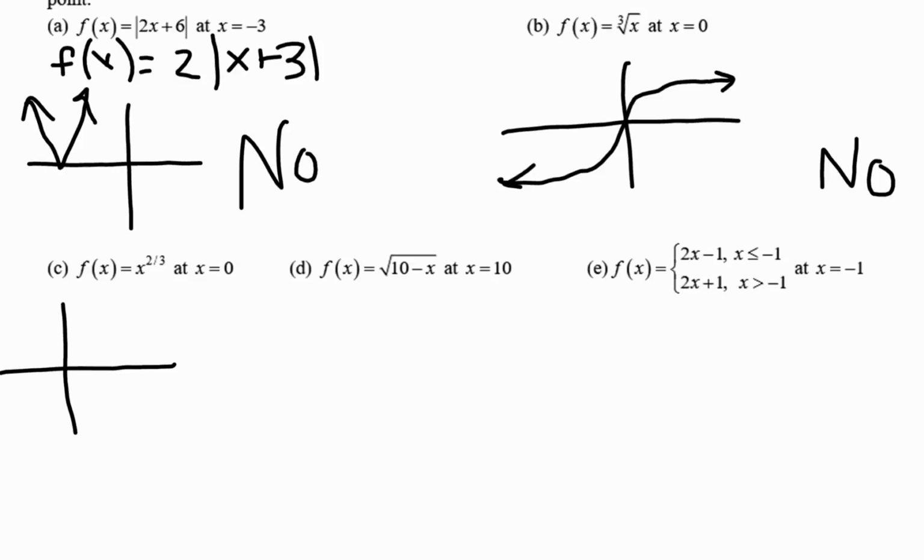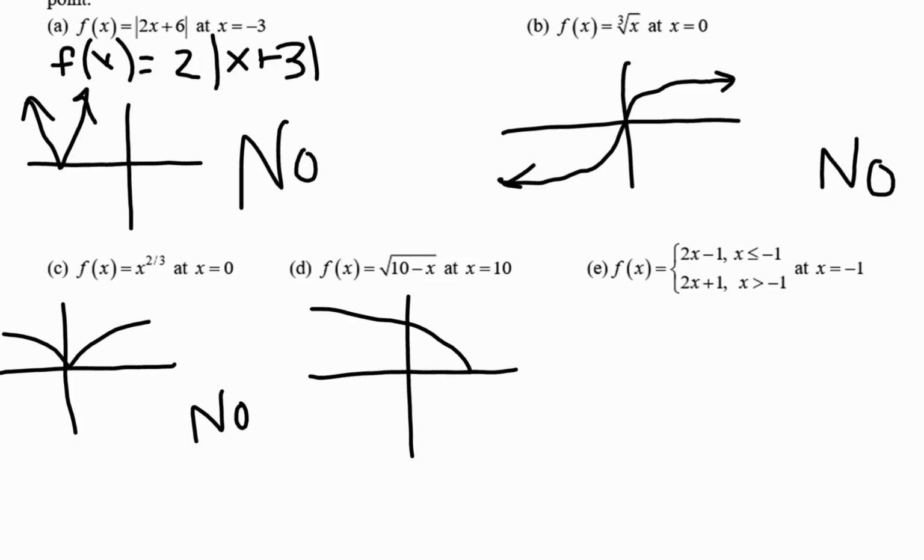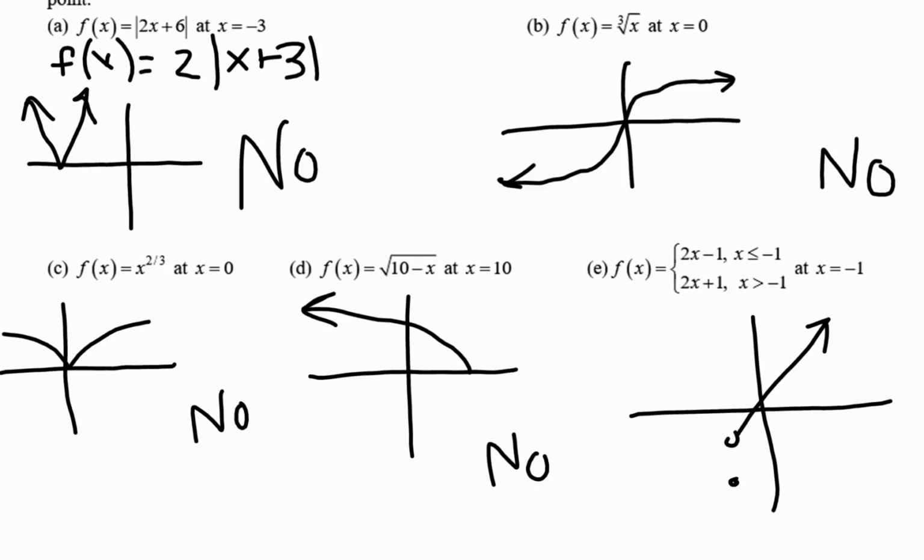The good old seagull graph here. Also no. This one, no. And this one, let's see, that would be about right here. And, oops, the slope should be the same. Either way, no. So let's talk about why functions can't be differentiable.